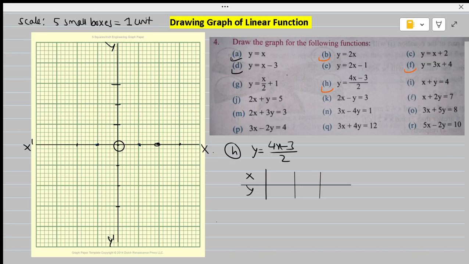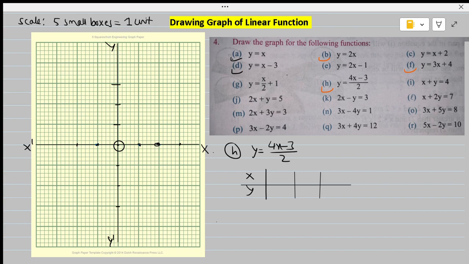So let's think. Now suppose we keep x as 0. So 4 into 0 is 0, 0 minus 3 by 2. So it is not a whole number. So we have to take the value of x so that it will be divisible by 2, and it's not possible. Because for any number you multiply by 4, whether it's odd or even, it will be an even number, and if you subtract 3 from an even number, it will obviously be an odd number, and an odd number divided by 2 turns into a decimal number. So we have to bring in some decimal values, obviously.